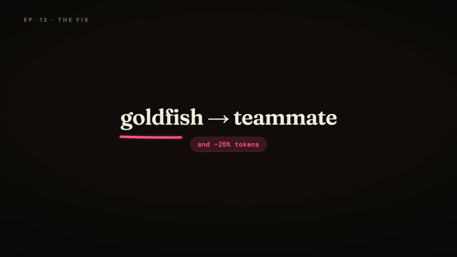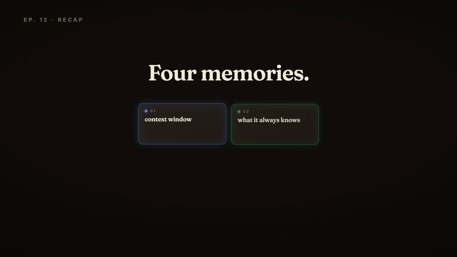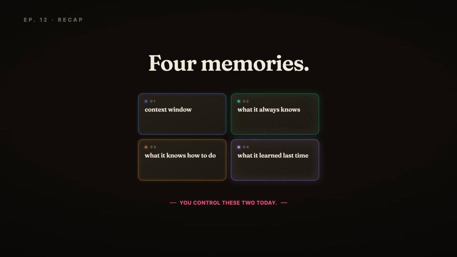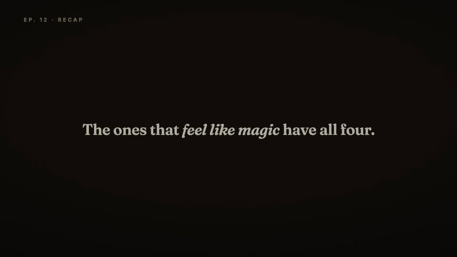So, four memories. Working, the context window, what it sees right now. Semantic, what it always knows, your Claude.md. Procedural, what it knows how to do, your skills. Episodic, what it learned last time, your memory.md. Every chatbot has the first one. The agents that feel like magic have all four.